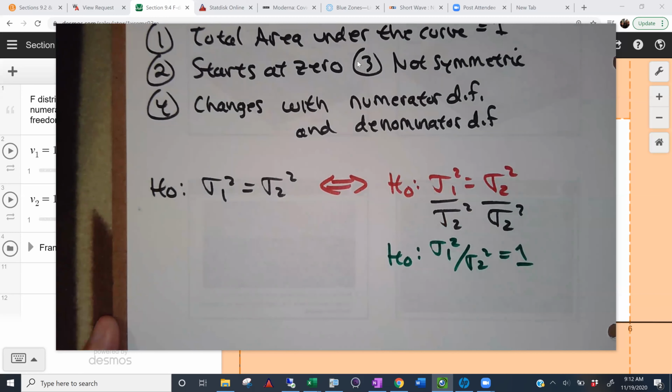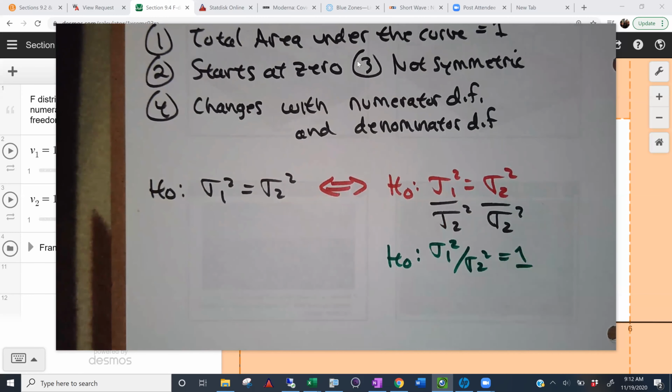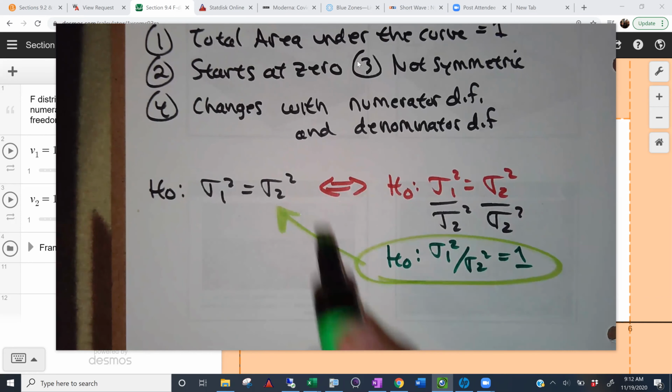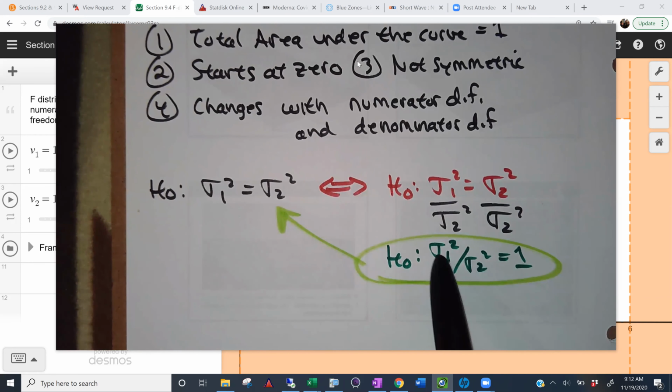So that's how we're going to set up our hypothesis test in this section, as the ratio equals 1. Keep in mind that that's equivalent to that. They're the same thing. Like I said, though, we're setting things up so that the larger of these variances is going to be in the numerator. That way it's equal to 1, or we're going to get something in the right tail.